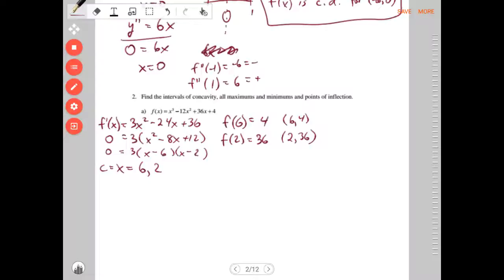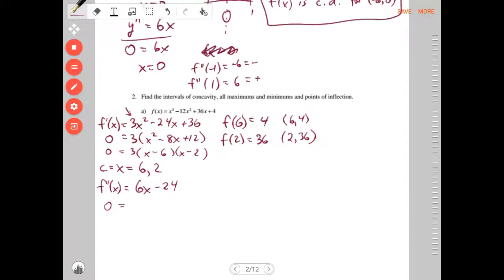Now, we don't know if those are local maximums or minimums at this point. We just know that those are going to be the maximum or minimum points. Not a big deal. Now we look at the second derivative. I'm going to go right back up to the one before I factored, because it's easier to take the derivative from there. So that is 6x minus 24. Great. We also want the second derivative to equal 0.